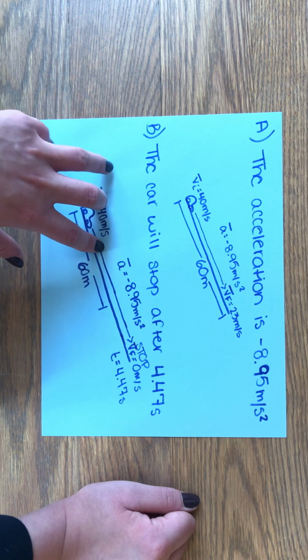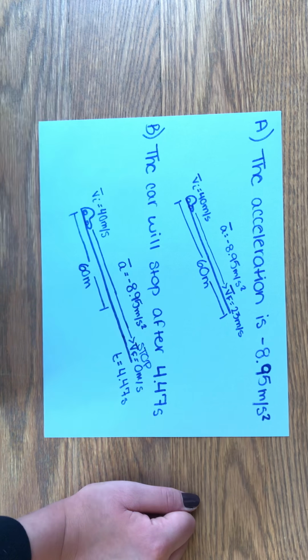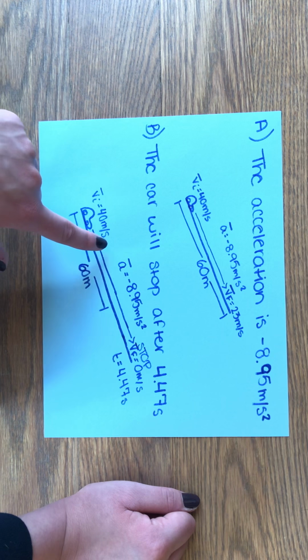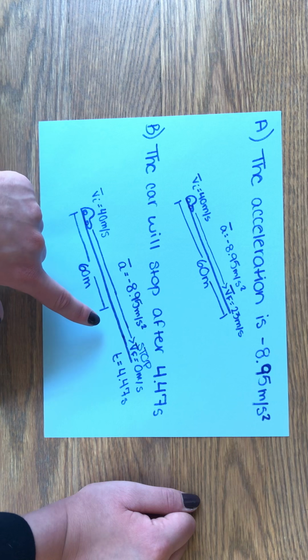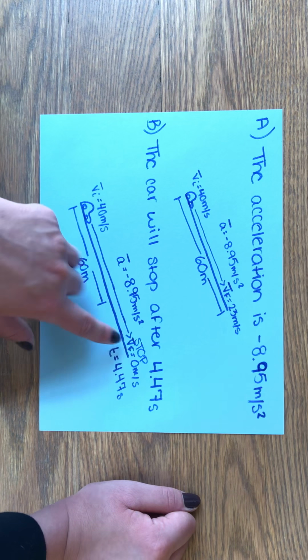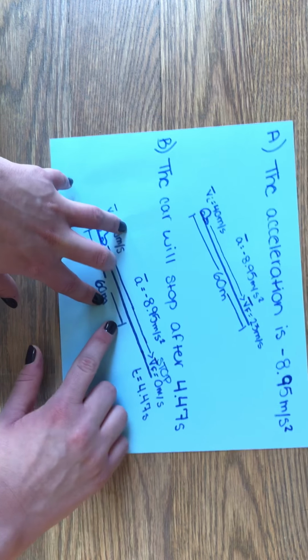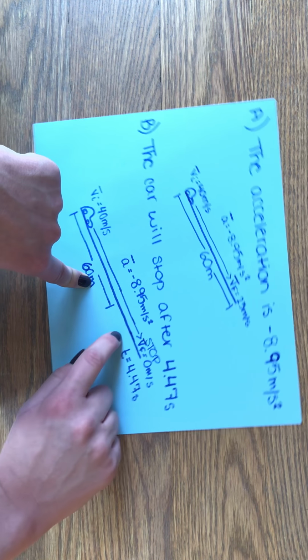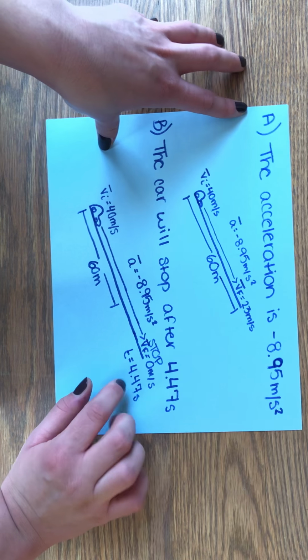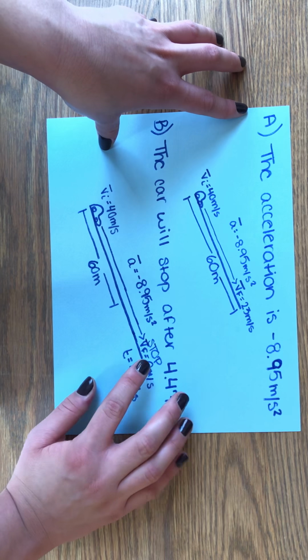Then for part B, this makes sense because, again, the velocity is going down by negative 8.95 meters per second squared. And after your 60 meters, it will keep going down, and logically, after 4.47 seconds, it will come to a stop.